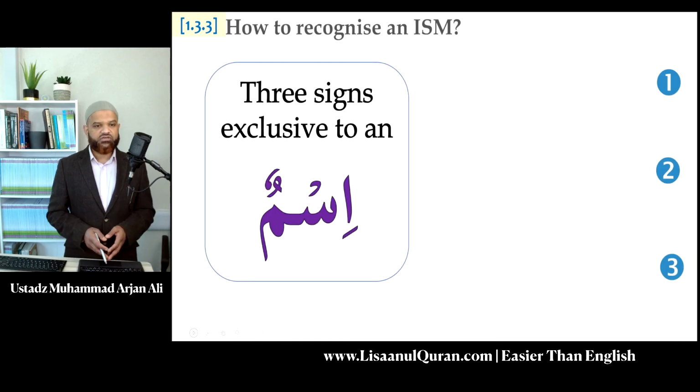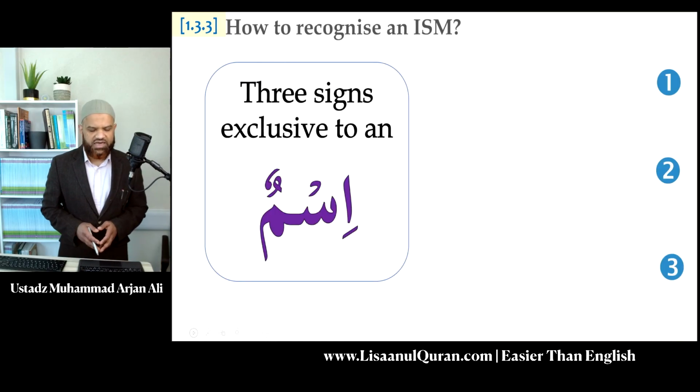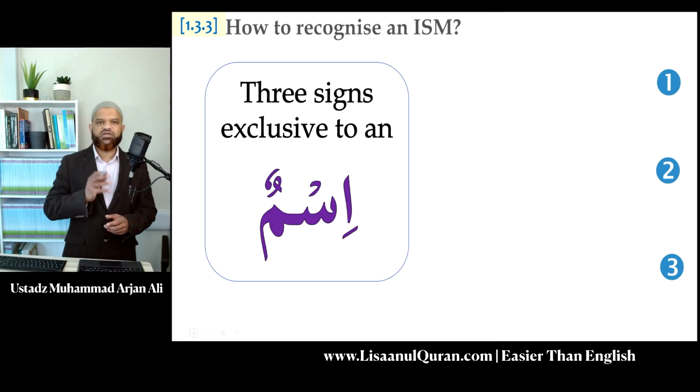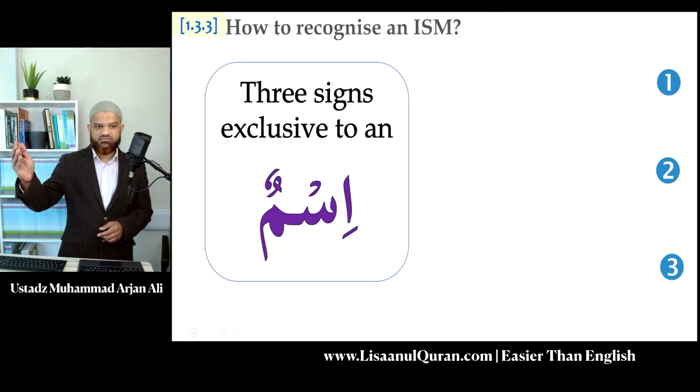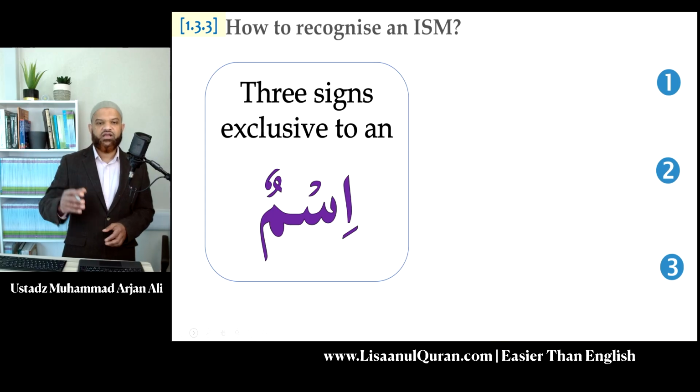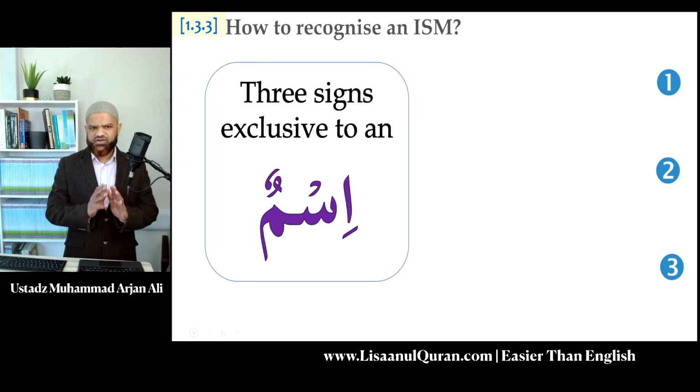Now, if you remember, I mentioned one of your key goals in studying Arabic is to be able to tell every single word of Quran, whether it is an ism, a fi'l, or a harf. I'm going to give you 3 symbols which are very easy for you to recognize an ism. If you see these 3 things on any word, you can be 100% sure it is an ism.